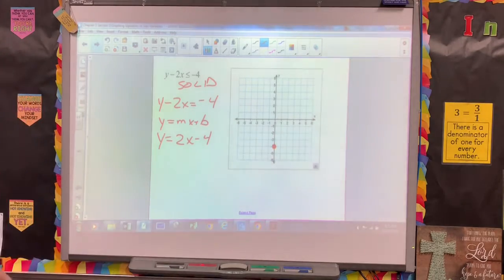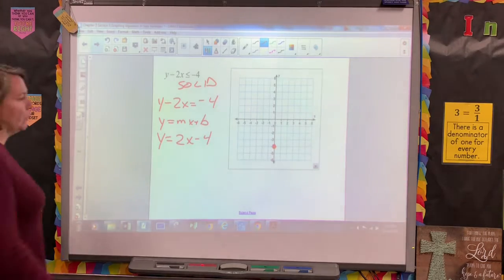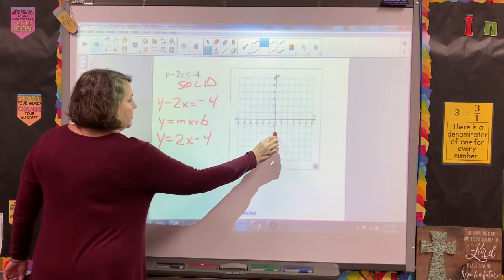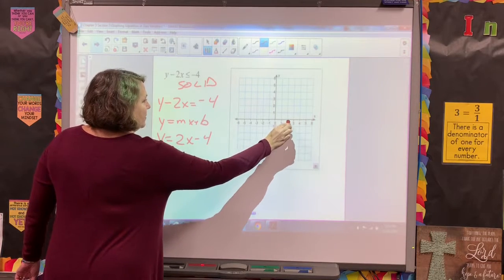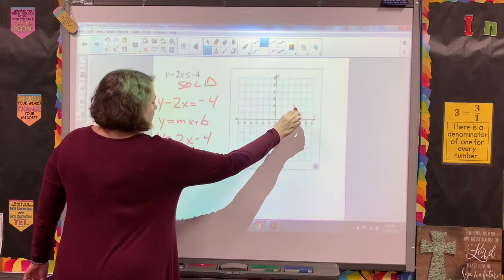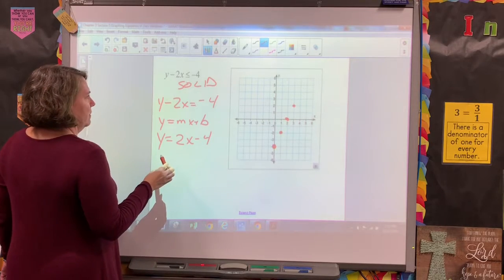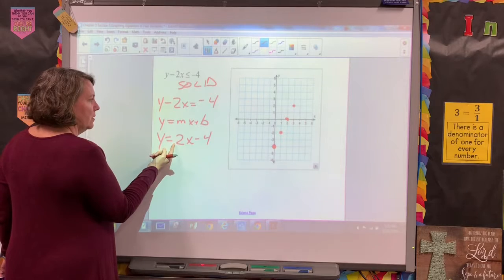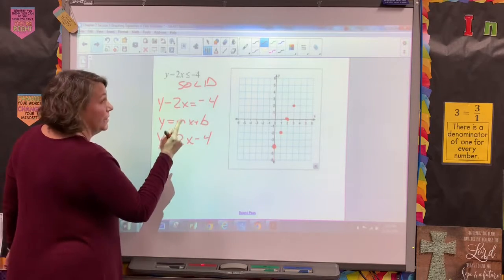Now I'm going to use my slope to figure out more points. So I'm going to go from here where to? Up 2 over 1. I'm going to do it a few times. Wait, but isn't that a negative slope? This is a positive slope. I'm going up, it's a hill. Okay, I see.